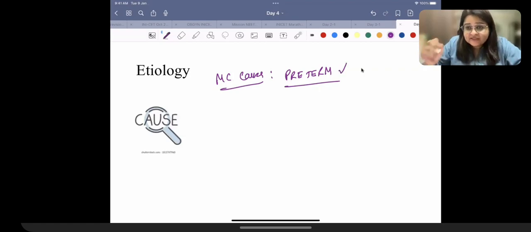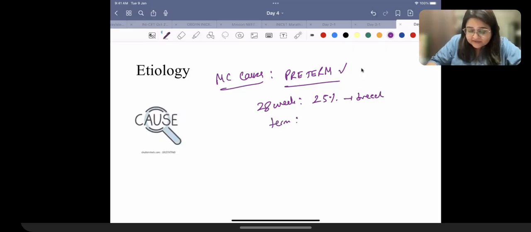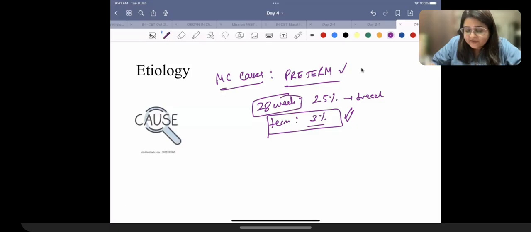Most common cause of breech is preterm baby. So prematurity is the most common cause. At 28 weeks of pregnancy, 25% of fetuses will be in breech. At term, this comes down to 3%. So the incidence of breech at term is 3%. The incidence of breech at 28 weeks is 25%. So as the gestational age increases, the baby is going to turn and the head, because it is heavier, goes down because of gravity. Okay, what are the other causes of breech?